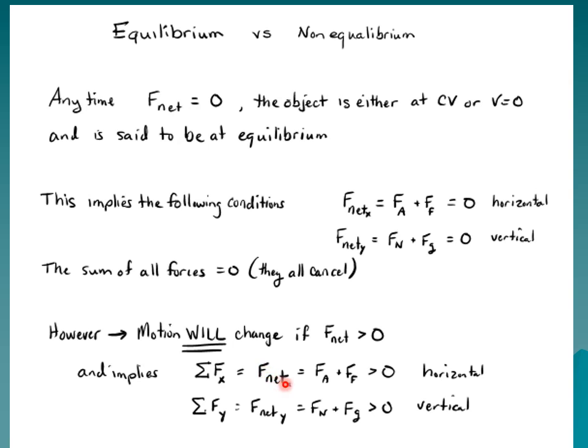So here we have F net in the x direction again. Here is our applied plus our force of friction. But now when we add these together, we're going to get something other than zero. If we do, motion will change.